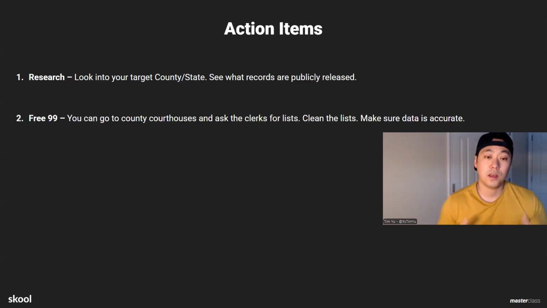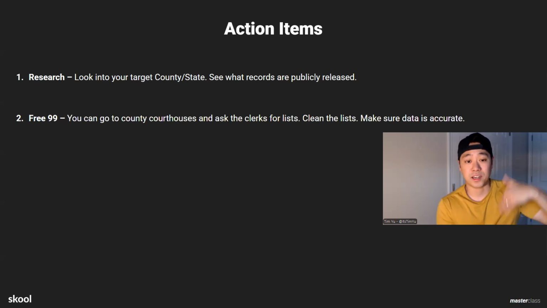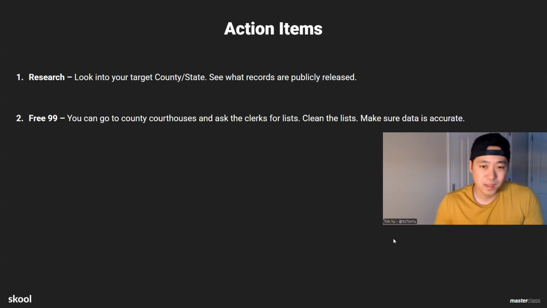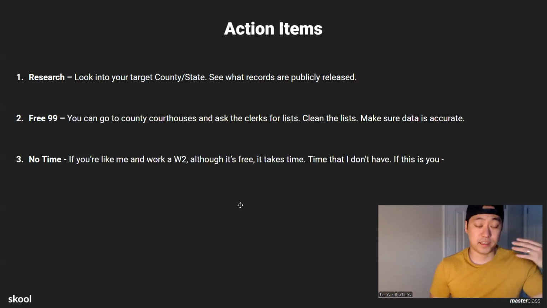Okay, the free route. You can go to county courthouses and ask the clerks for lists, but then you've got to clean the list and make sure the data is accurate, okay? It is usually not a one-stop shop that's very easy. There is some complication to it, but you guys can figure it out. Like I said, it's free, but it is time consuming. Like I said before, it takes a lot of time, right?